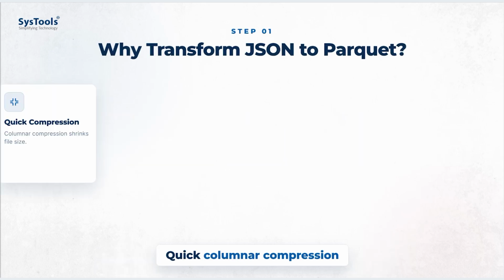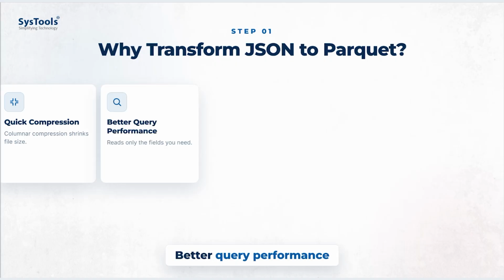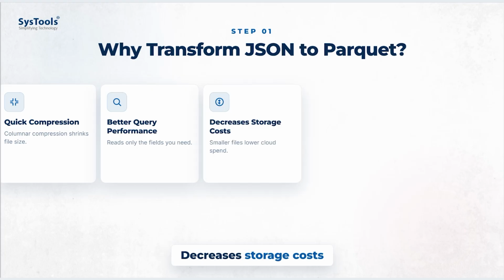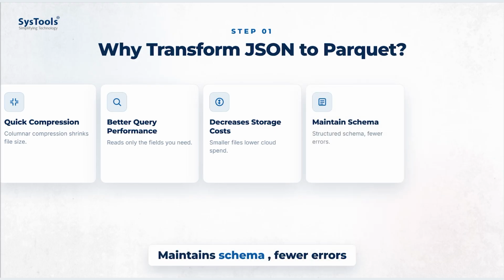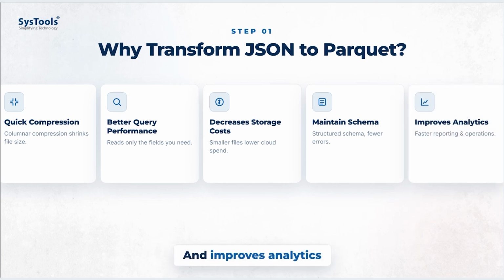First, why transform JSON to Parquet? Quick compression: a fast columnar technique easily reduces file size. Better query performance: it stores data in columns, so systems read only the fields you need. Decreases storage costs: smaller files directly lower cloud storage expenses. Maintain schema: it builds a structured schema while reducing processing errors. And improves analytics: column storage speeds up reporting and business operations.